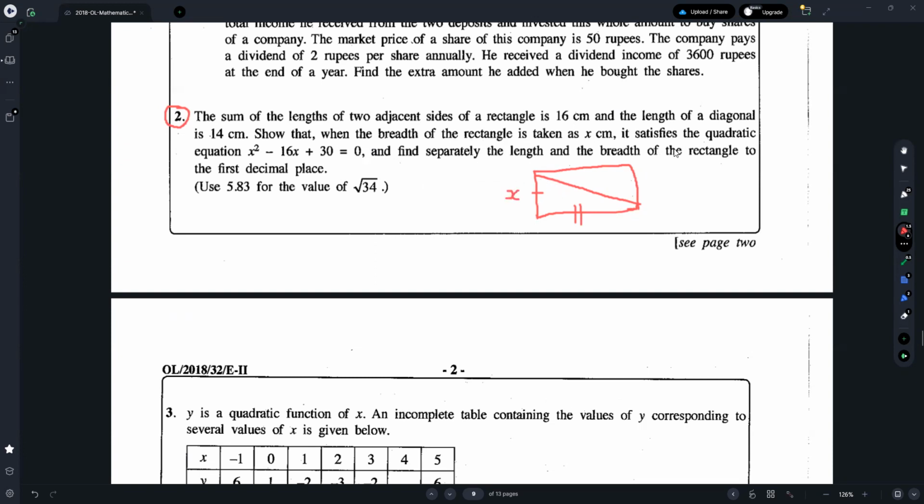it satisfies the quadratic equation x squared minus 16x plus 30 equals 0, and find separately the length and the breadth of the rectangle to the first decimal place.